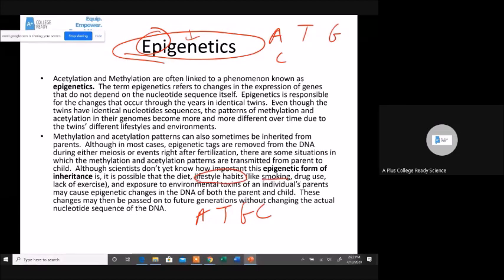Things like smoking, drug use, lack of exercise, bad diet. Those things affect which genes are actually being expressed. So methylation and acetylation, when they're actually inherited from parent to child, those are essentially the main mechanisms of epigenetics, regulating which genes are on and which genes are off in an individual.